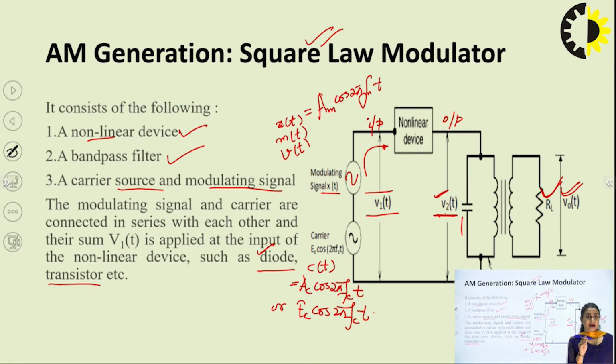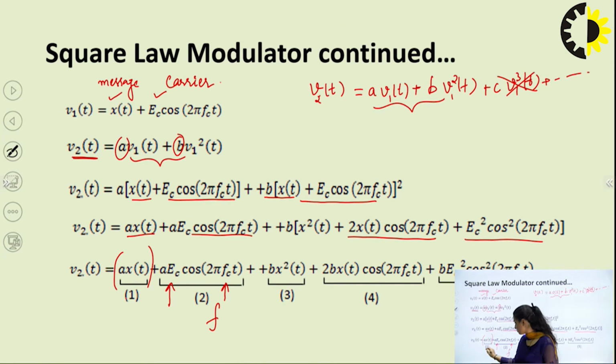That means my band pass filter will pass those frequencies which are oscillating around FC. So I should clearly see what are those frequencies that I get at V2, so that this band pass filter may pass those frequencies which are closer to FC and must reject all other frequencies. So that is why we are focusing on frequency.